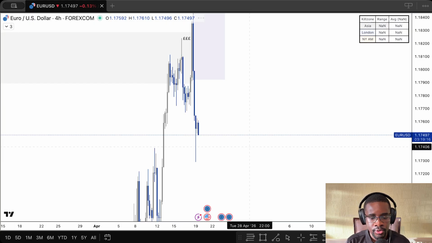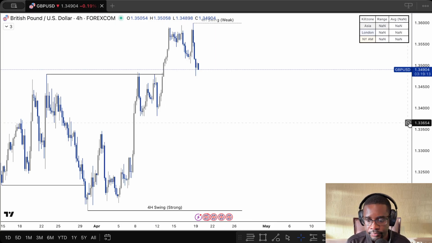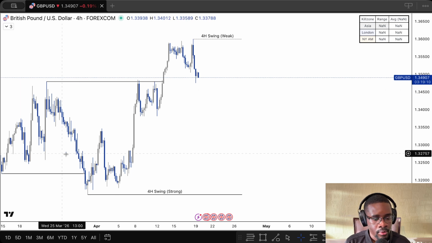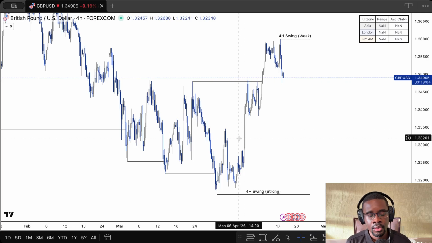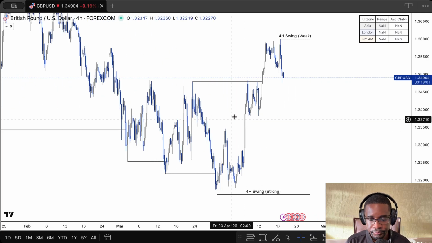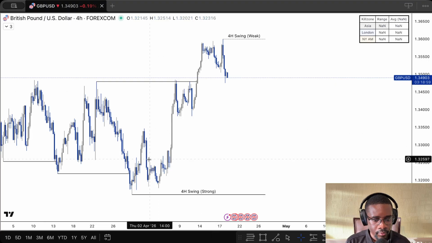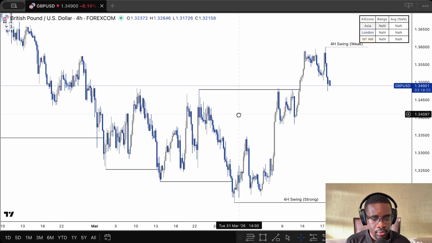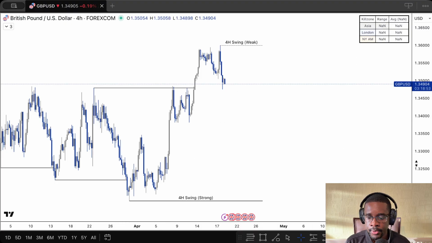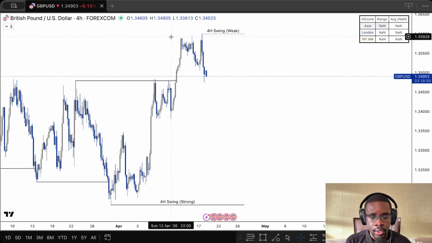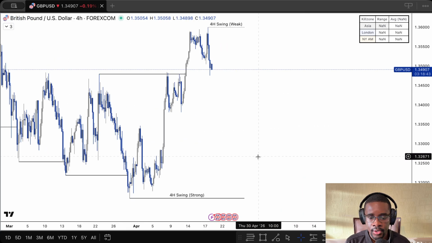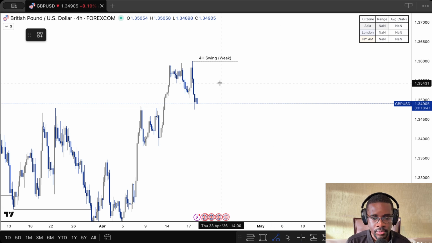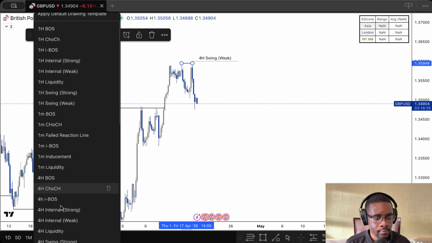So let's go back to the 4H, and then let's look at the pound. So this is our swing range, which is bullish. So swing range is bullish at the moment. Right. So we had a sweep of these highs, and then our price is reacting bearishly. Okay, so there was a sweep right there.